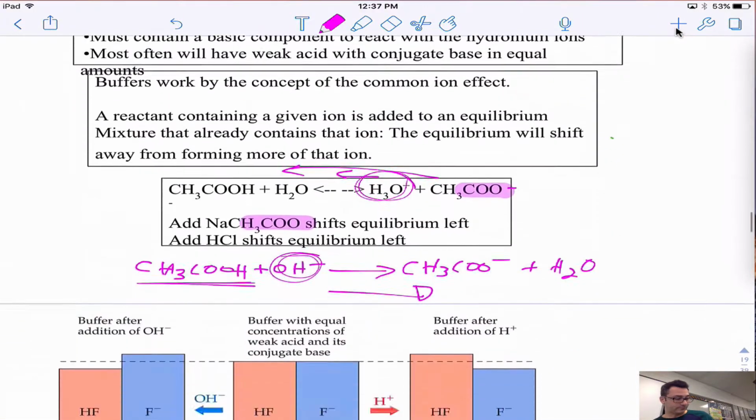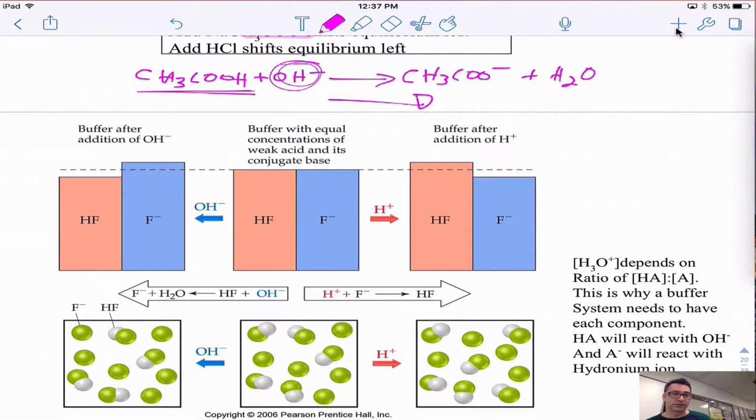Okay, so let's take a look here. This is a graphical picture of what's going on. Here's my buffer. In this case, they use a weak acid, HF, and its conjugate base, F-. And they show you that if I have OH- here, the OH- will react with the HF component. It will use up some of that HF component, but it won't drastically change the pH because the OH- gets absorbed. If I add H+, the H+ will react with the F- component, and it will produce HF.